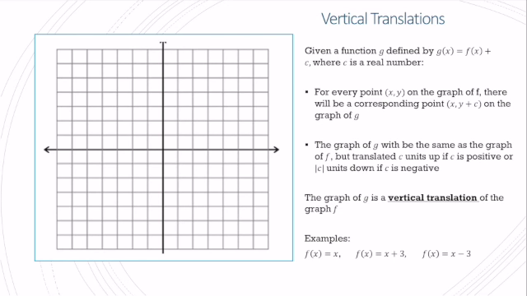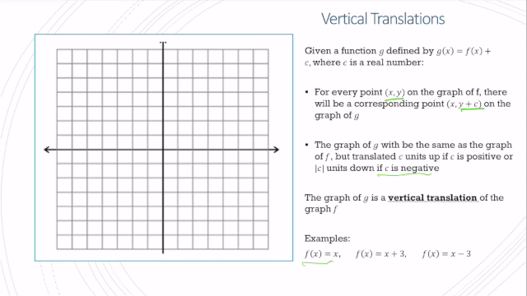So given a function, if I add a constant, what it's doing is for every x, y, it's adding that constant onto the y value. Okay, so it's going to be shifted up c units as long as c is positive, or down c units if c is negative. And this is called a vertical translation.